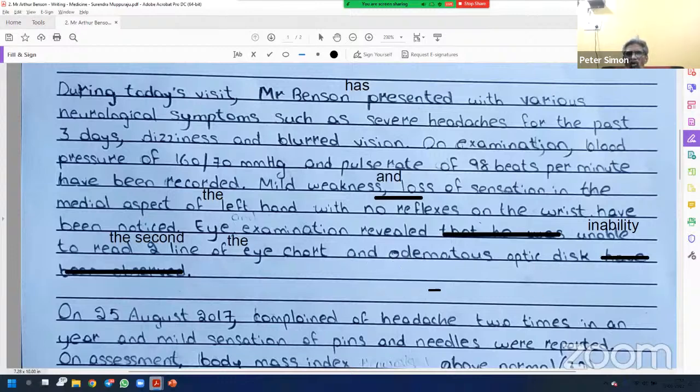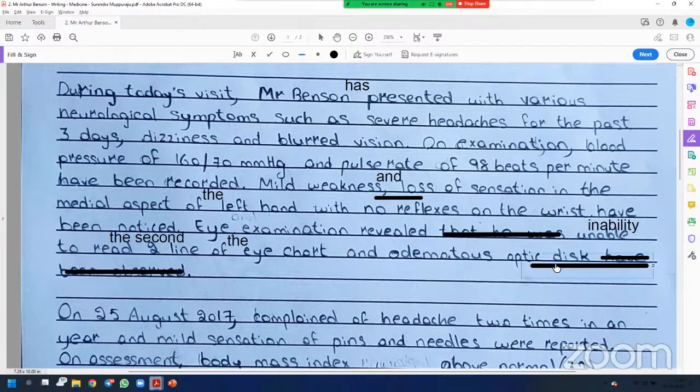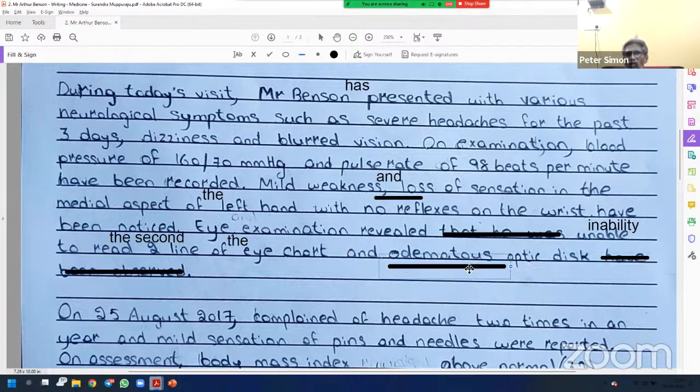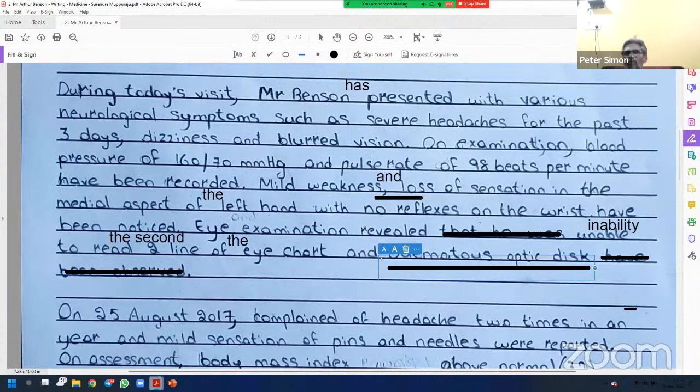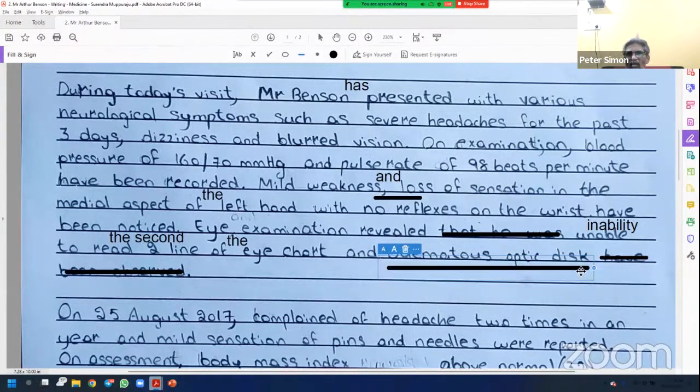Edematous optic disc. Even this is wrong. So you have to write an, or you have to write discs. You understand? By default, it is a mistake. Now, your sentence is neither plural nor singular. Disc can be disc or discs. It can be singular or plural. There is no number here. So by default, it is wrong. So, inability to read the second line of the eye chart and edematous optic discs were revealed during the ophthalmological examination.